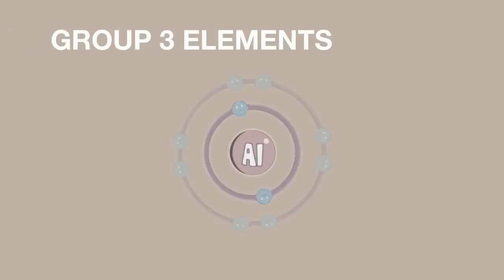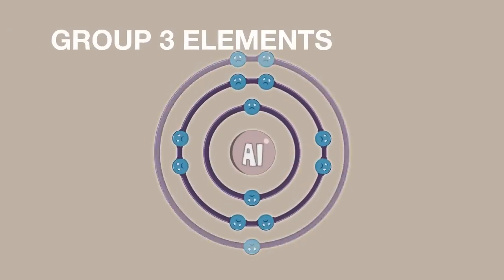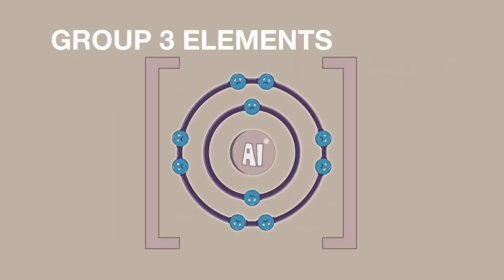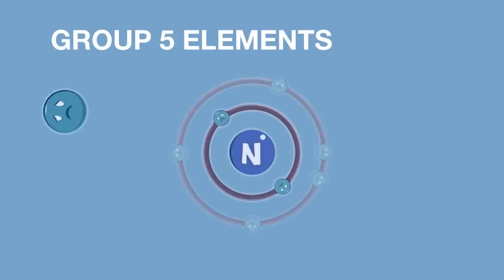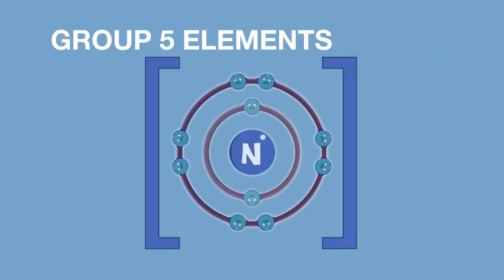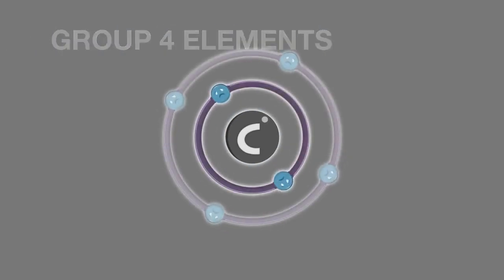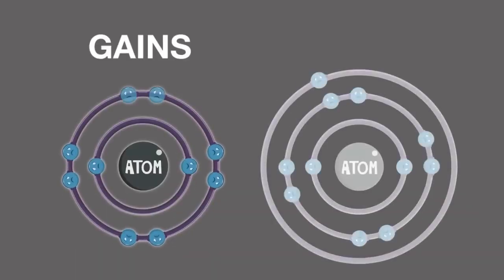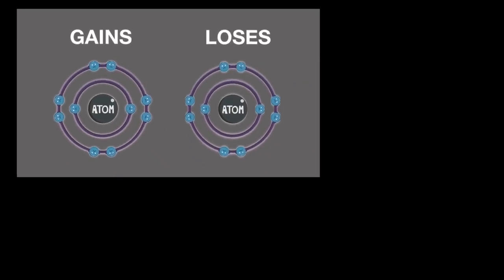Group 3 elements, such as aluminum, lose 3 electrons to form ions with a +3 charge. Group 5 elements, such as nitrogen, gain 3 electrons to form ions with a -3 charge. Group 4 elements, such as carbon, tend to form covalent compounds. Stay tuned. In conclusion, an ion is a charged particle formed from either the gain or loss of electrons.